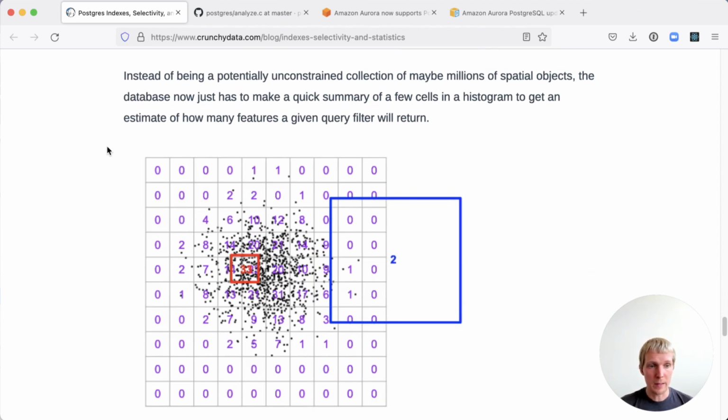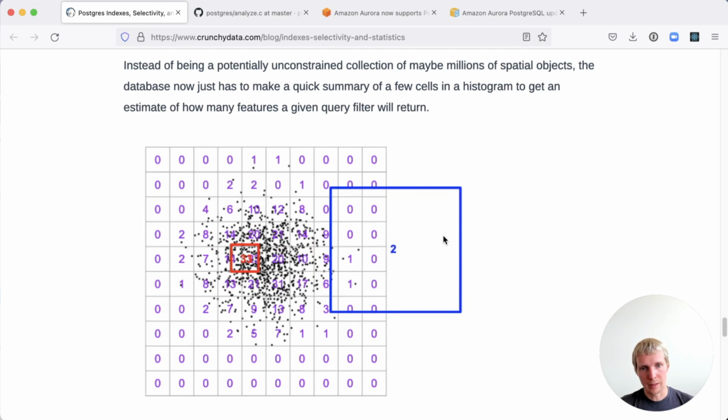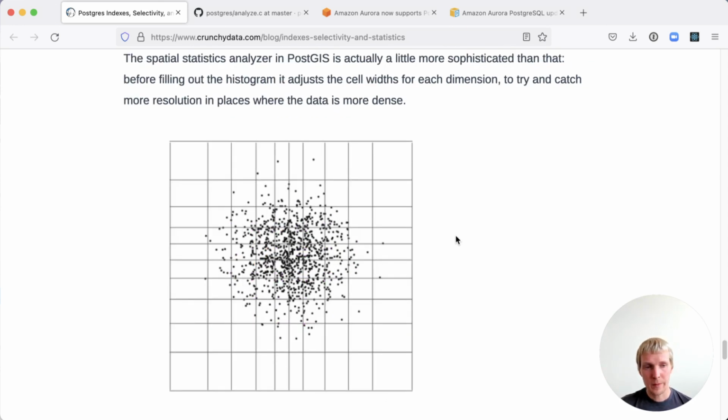Then in the case of the blue rectangle, we're actually looking at 2 data points overall that we're most likely going to match. And in the case of the red rectangle, we're going to get roughly 33 values. Note that this is a simplification. PostGIS actually keeps a more sophisticated spatial histogram that scales the bounds by the amount of data points in that bucket. The more data points there are, the smaller the width of the histogram bucket is, so that we can be more specific in the areas where there's more data.